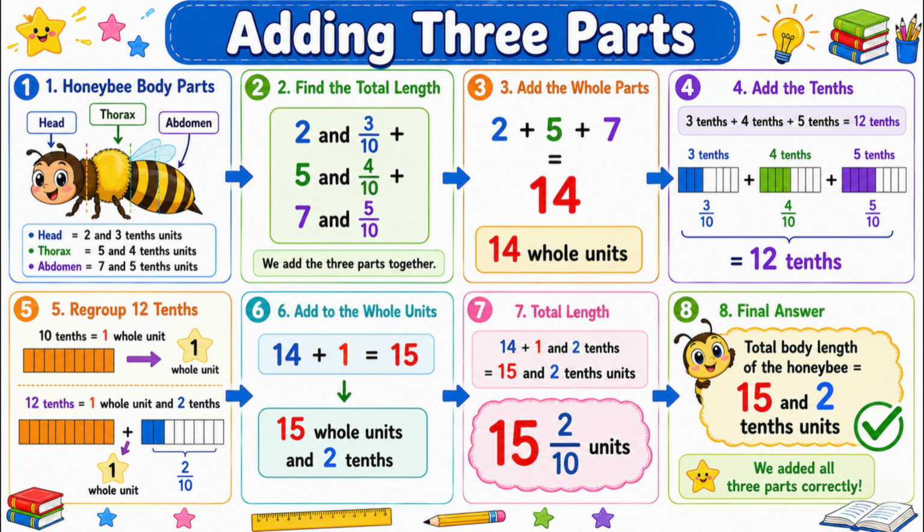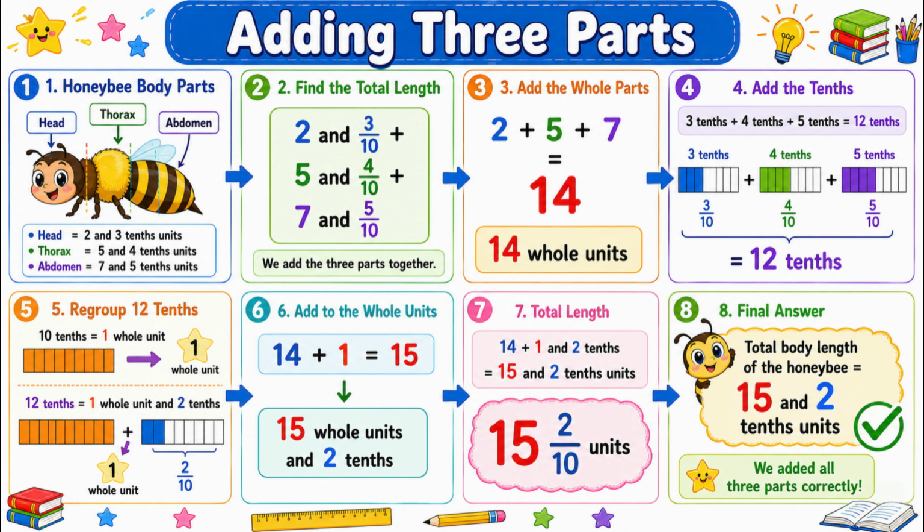Adding 3 parts. Now let us find the total body length of a honeybee. The head is 2 and 3/10 units. The thorax is 5 and 4/10 units. The abdomen is 7 and 5/10 units. First, add the whole parts. 2 plus 5 plus 7 equals 14. Now add the tenths. 3/10 plus 4/10 plus 5/10 equals 12/10.